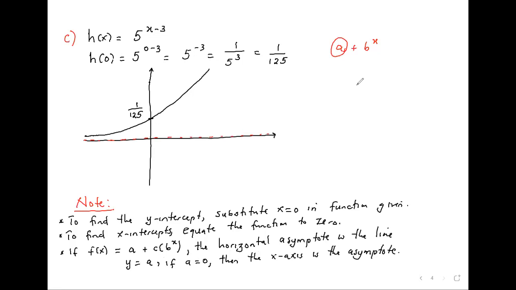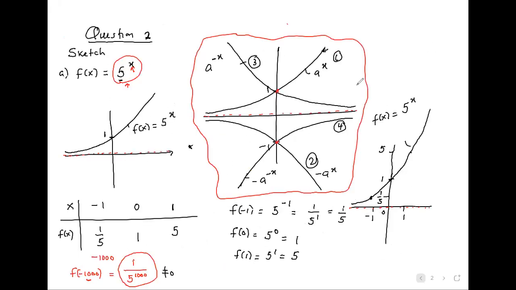Okay, so this was answering question 2. And we picked a few notes here to find the y-intercept, the x-intercept, and the horizontal asymptote. And the shapes are there on the first page. These are the shapes. Coming on the second page, if we do question 3, A, we are still sketching here.